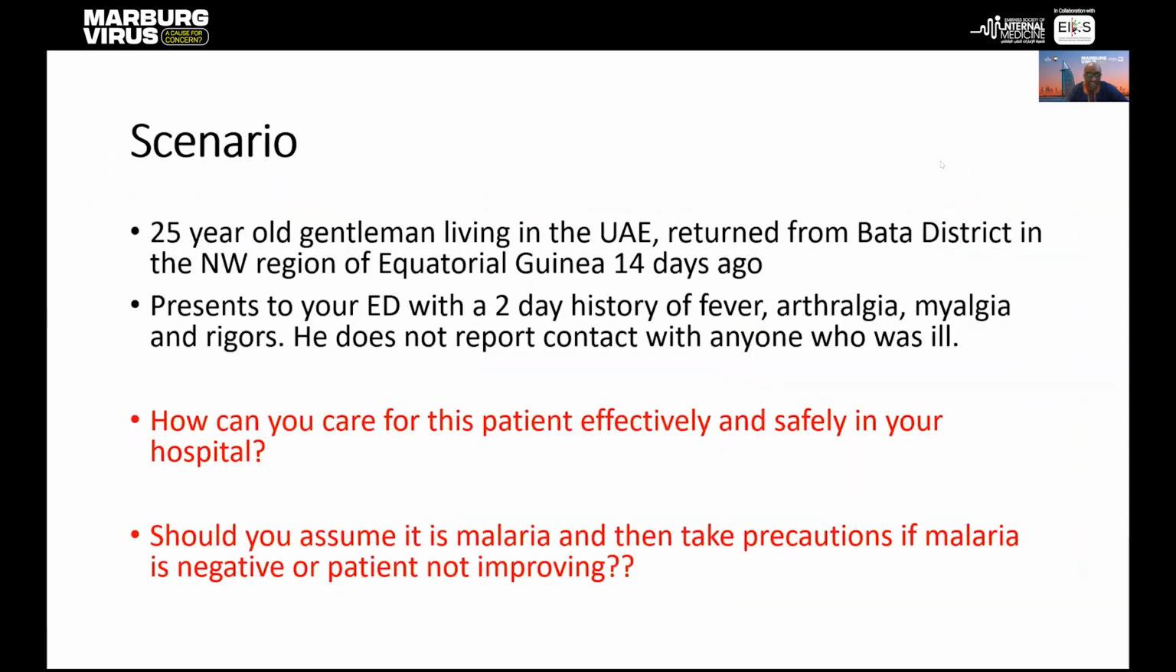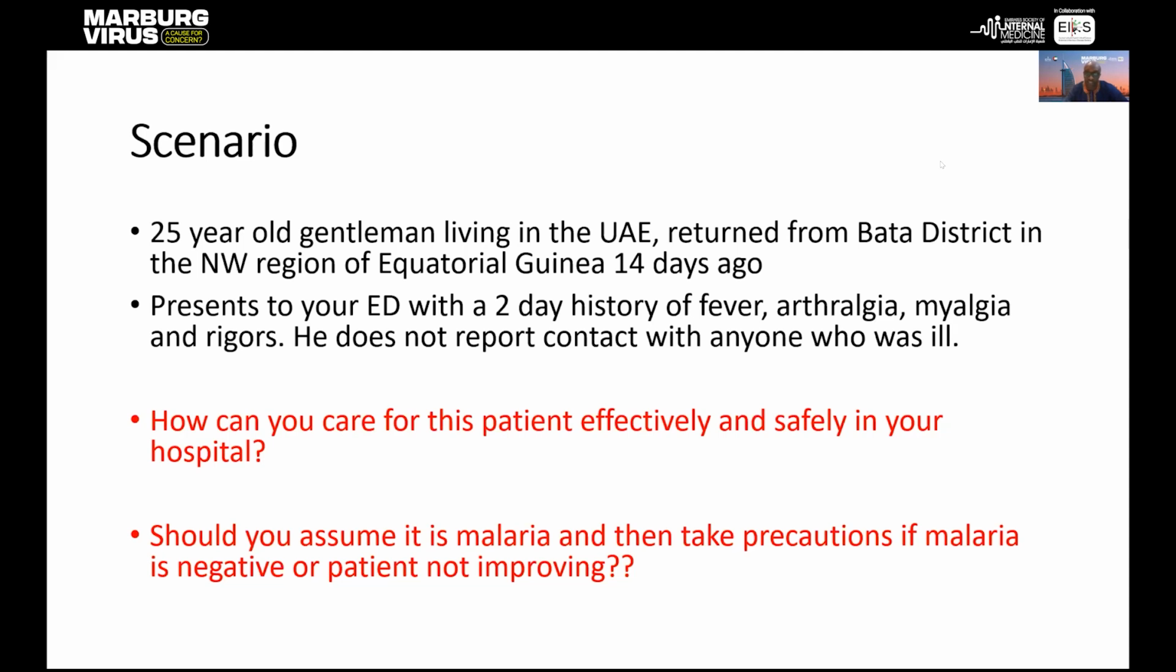And so I want you to imagine that in your emergency department, a 25-year-old gentleman turns up after returning from the Bata district in the Northwest region of Equatorial Guinea 14 days ago. And as you will remember from Dr. Huda's talk, the Bata district is the epicenter of the outbreak in Equatorial Guinea. He turns up at the emergency department with a 2-day history of fever, arthralgia, myalgia, and rigors. However, he doesn't report any contact with anyone who has been ill in Equatorial Guinea. So the question is, how can you care for this patient effectively and safely in your hospital? And what are you going to do?